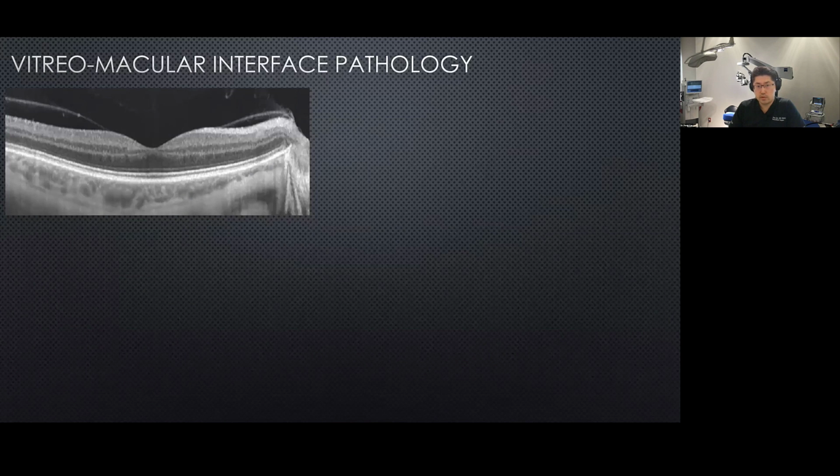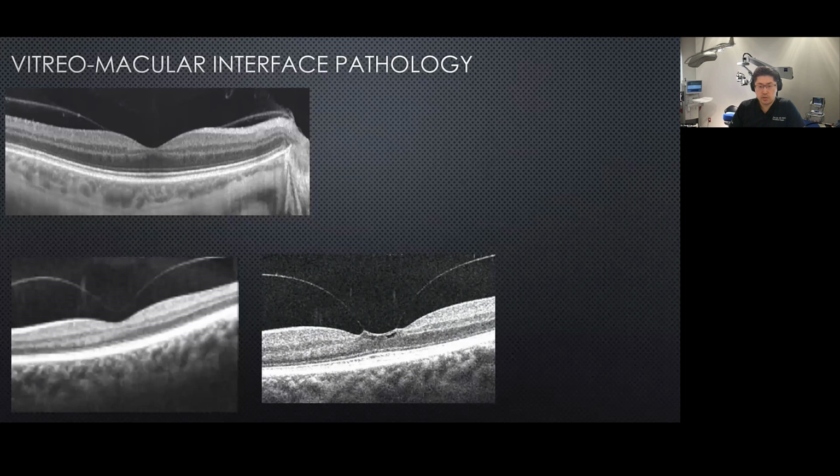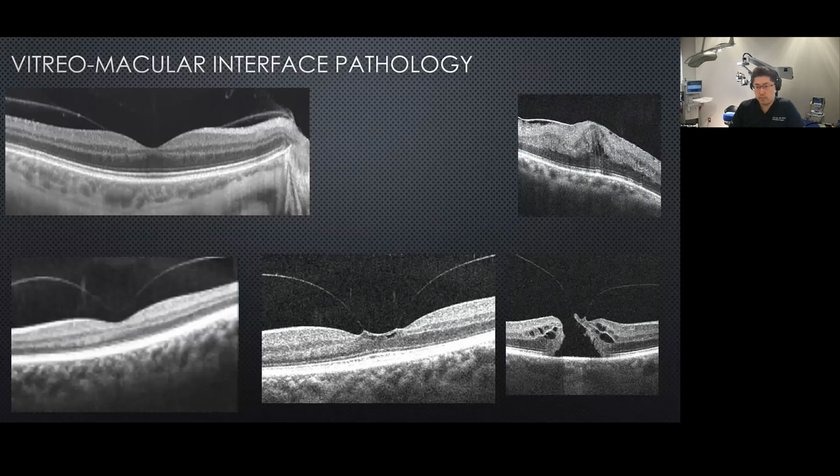Most of the vitreomacular interface pathology are a result of posterior hyaloid detachment. For example, we have vitreomacular adhesion, or the detachment of posterior hyaloid from the retina surface. When there's a tight adhesion, it often results in vitreomacular traction. And with sufficient traction, it can lead to macular hole.